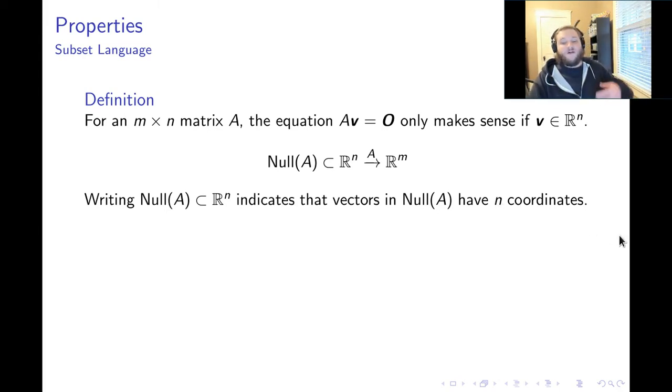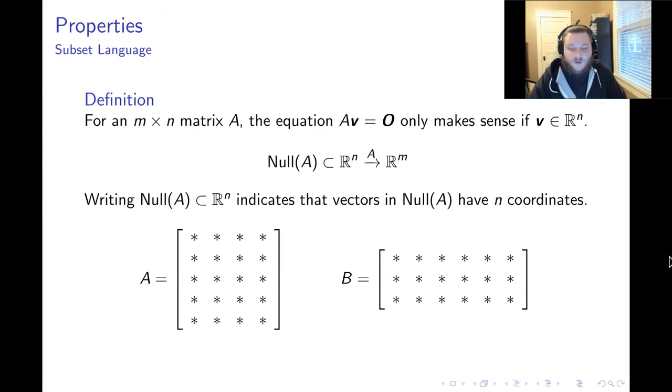Now, of course, not every vector with n coordinates lives in the null space. The way we distinguish between vectors that do and do not live in the null space is by checking the equation A times our candidate vector equals the zero vector. But this notation, null of A, sideways U, R^n, is used to indicate that some of the vectors in R^n are in the null space.